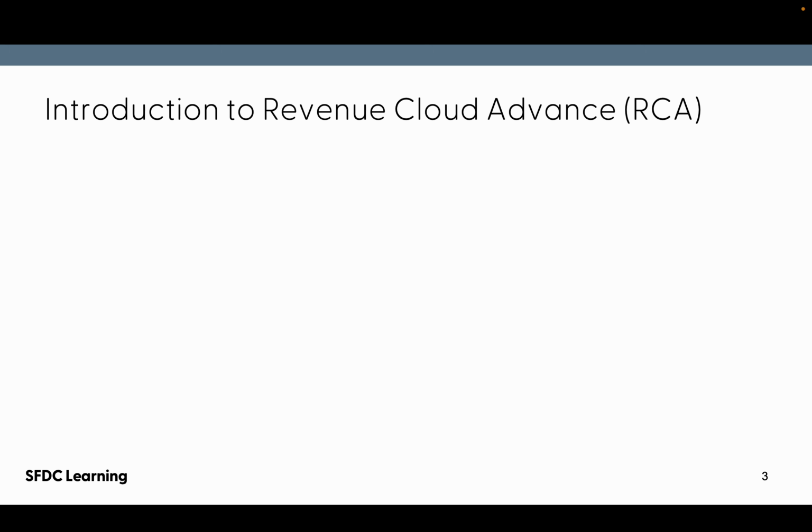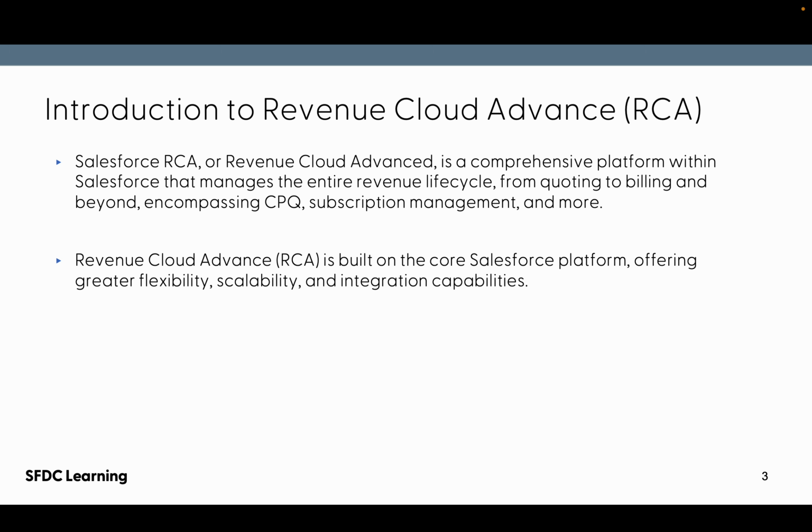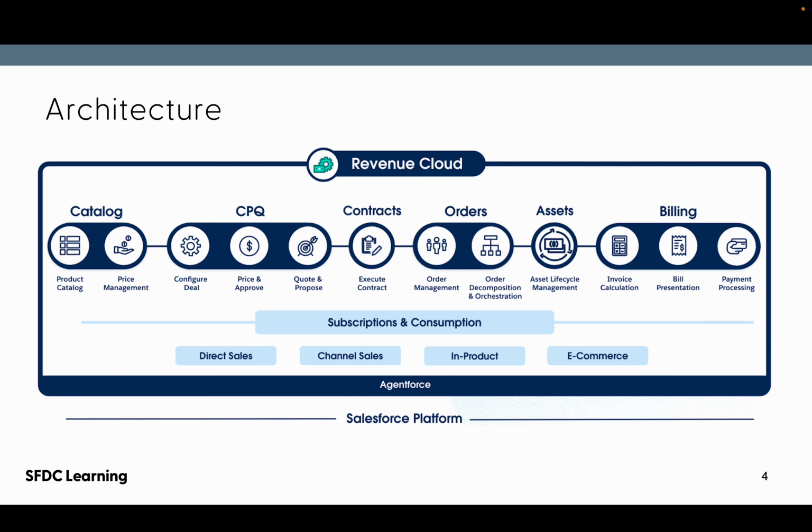So introduction to Revenue Cloud Advanced. Salesforce RCA or Revenue Cloud Advanced is a comprehensive platform within Salesforce that manages the entire revenue lifecycle from quoting to billing and beyond, encompassing CPQ, subscription management, and more. Revenue Cloud Advanced (RCA) is built on the core Salesforce platform, offering greater flexibility, scalability, and integration capabilities as well. Now let's see the architecture.